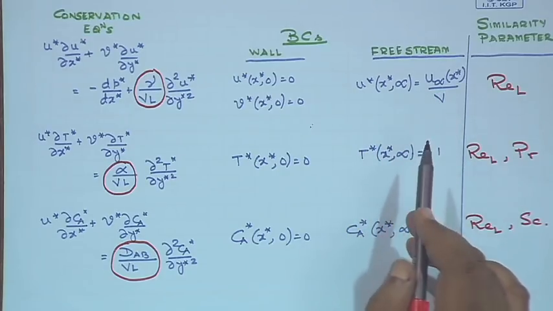But in order to maintain the generality of the solution that we are going to get, I have kept u infinity and V at this point, they may not be equal to each other. So, the dimensionless velocity at the free stream would simply be the ratio of the free stream velocity divided by the approach velocity.